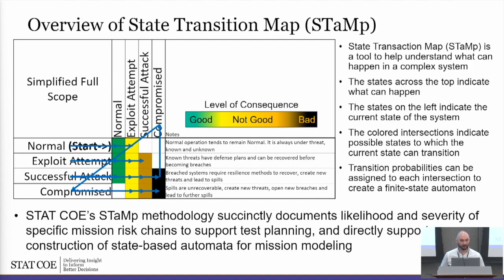And essentially that level of consequence corresponds to what state you're going into. If you're going into a bad state, the worst state you're going into, the darker the box is. But the idea here is that this is meant to document this in a quick, easy to look at way, and help to think through the severity of some of these different state transitions to identify things that should be targets for controls or for test, and to potentially directly help support building state-based automata for mission modeling.